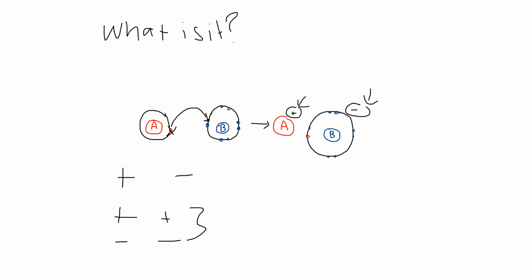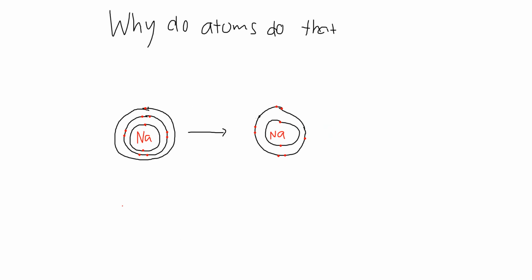So, in simple terms, ionic bonding is electron transfer plus attraction between opposite charges.